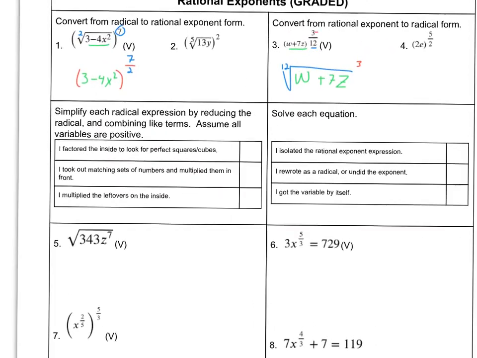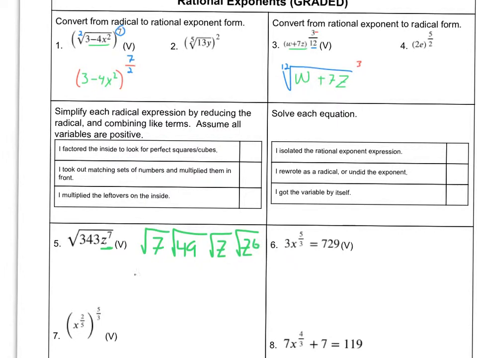Okay, for number 5, we're trying to simplify this radical expression. And here I'm looking for things that come in pairs. 343, I'm going to try to divide by something like 7, because I know that's going to work. But you can guess and check until you get there. I'm going to get square root of 7 times square root of 49. And then I'm going to try to make this an even power. So I'm going to take a z out of that. And then we get z to the 6th.